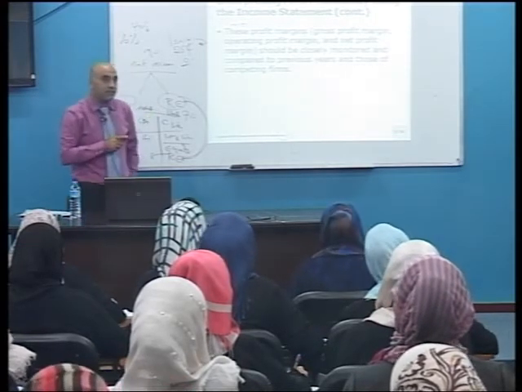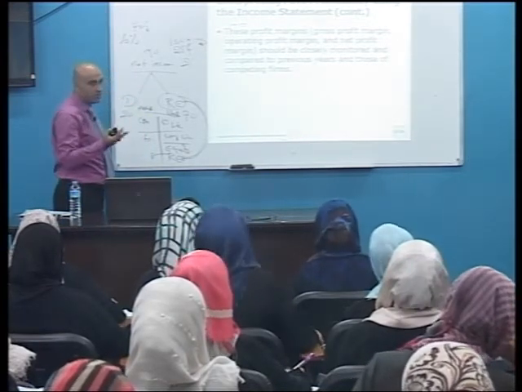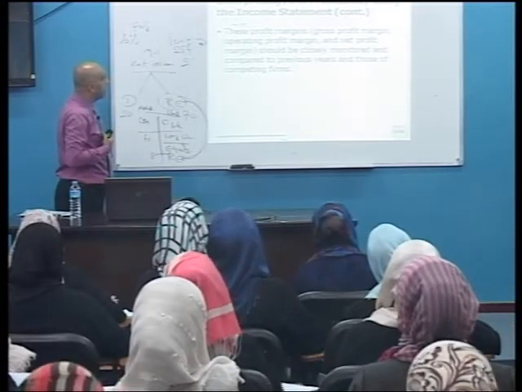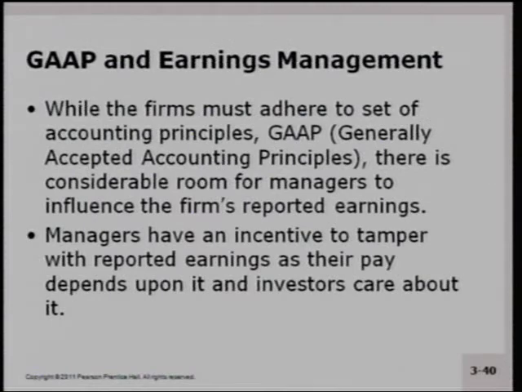So interpreting the profitability, you look at these four main accounts. These profit margins, including the gross profit margin, should be closely monitored and compared to previous years and those of competing firms. And GAAP and earnings management: while firms must adhere to set accounting principles, there's considerable room for managers to influence the firm's reported earnings. Managers have an incentive to tamper with reported earnings, as their pay depends upon it, and investors care about it.